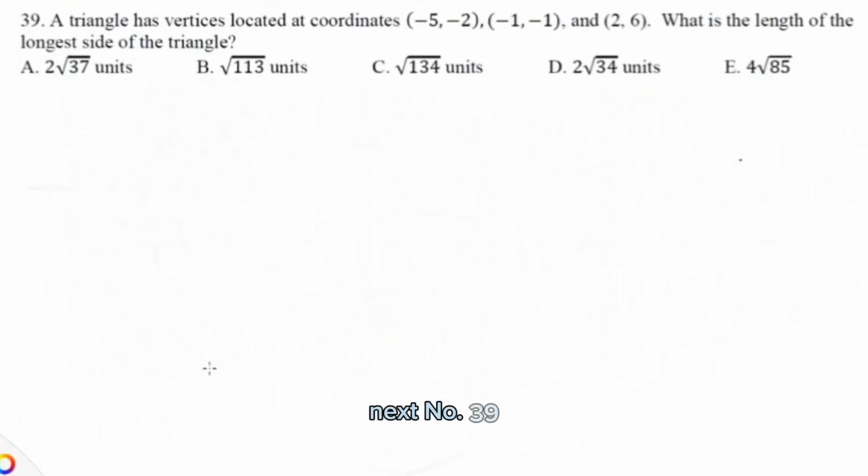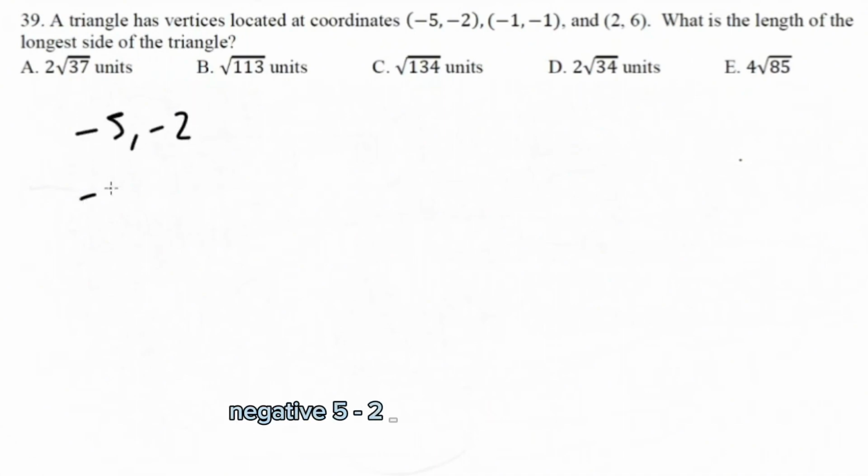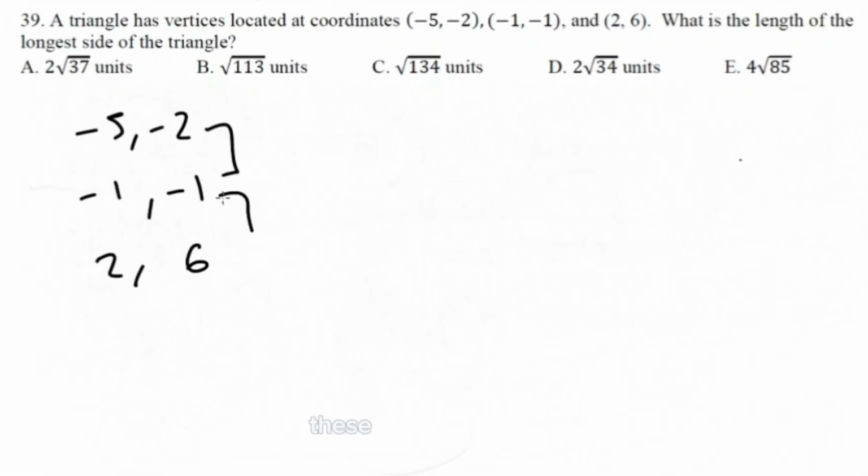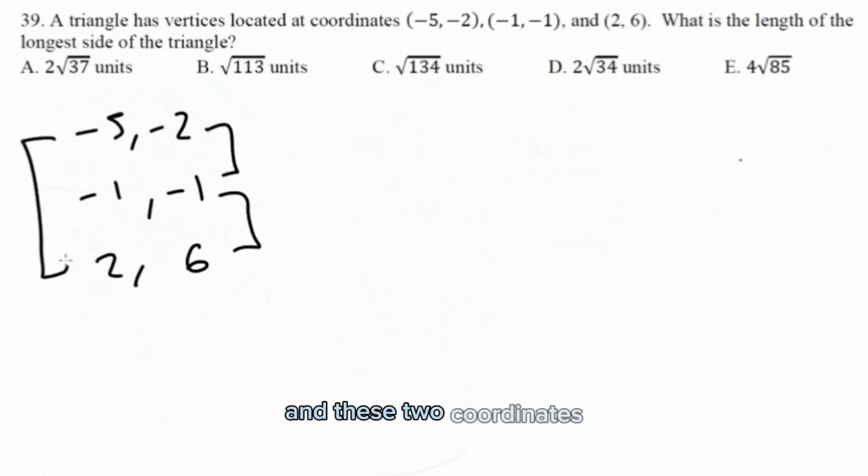Next, number 39. A triangle has vertices located at the coordinates (-5, -2), (-1, -1), and (2, 6). What is the length of the longest side of the triangle? Alright, for this problem, we have the coordinates (-5, -2), (-1, -1), and (2, 6). So what we need to do is use the distance formula between these coordinates, and figure out which one is the biggest distance.